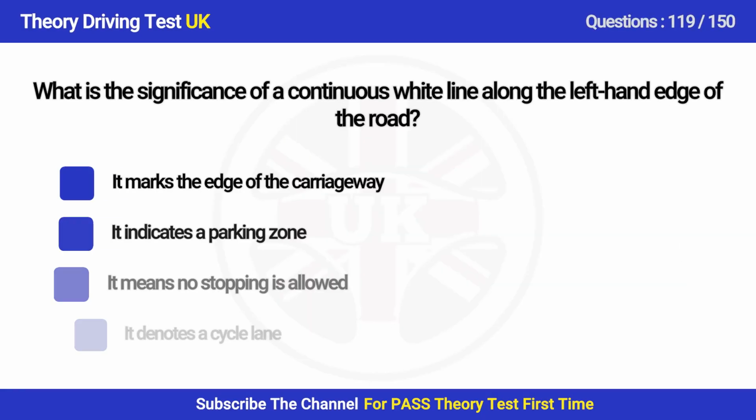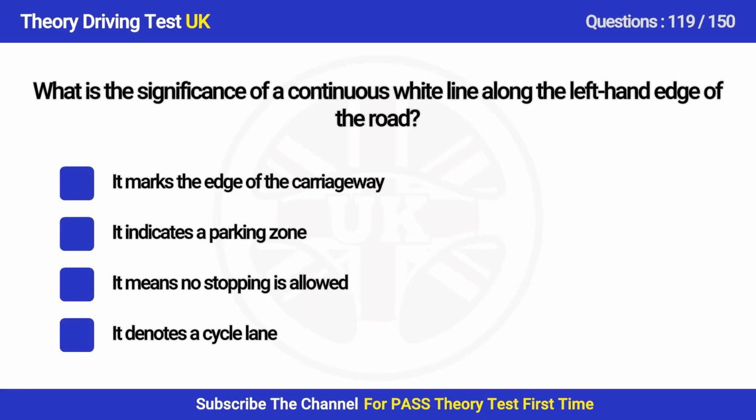Question 119. What is the significance of a continuous white line along the edge of the road? A. It marks the edge of the carriageway. B. It indicates a parking zone. C. It means no stopping is allowed. D. It denotes a cycle lane.